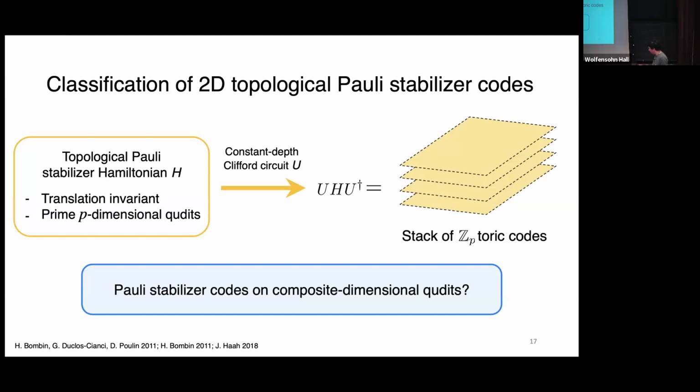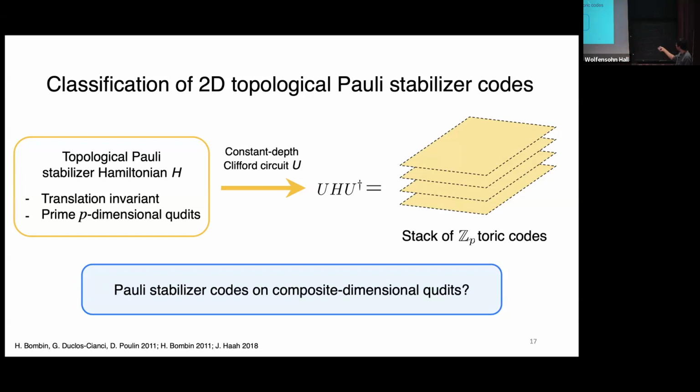So it turned out this question can be answered when you have a topological Pauli stabilizer code or Hamiltonian, translation invariant, and all the qubits are prime dimensional. If that's the case, then there's a beautiful theorem proved in this series of papers, first for the p equals 2 case, Z2, for qubits, and then generalized and refined. Loopholes are filled in this paper by Zhou and Wang in 2018, that shows that if you have such a topological Pauli stabilizer code with prime dimensional qubits, then up to a constant depth Clifford circuit, it's just equivalent to some copies of the Zp toric code. So that's a complete invariant.